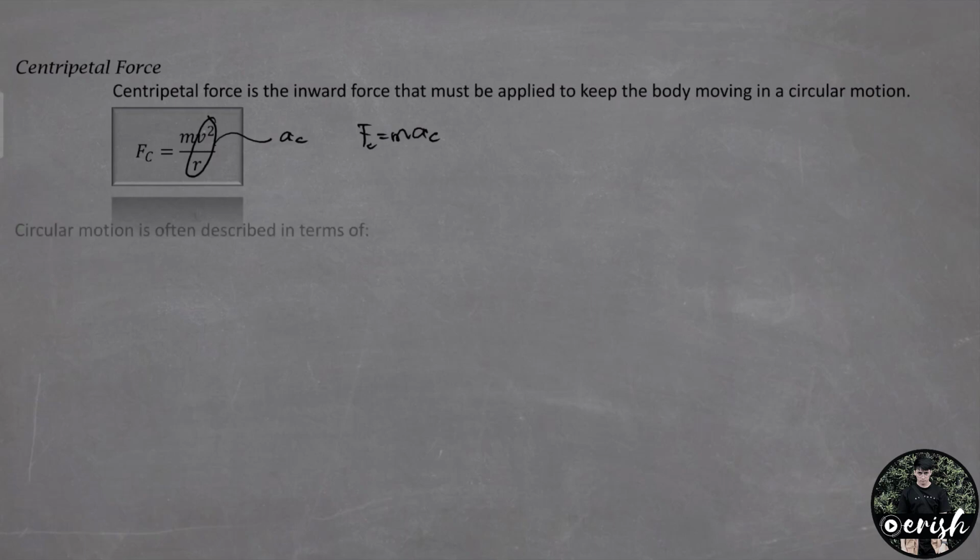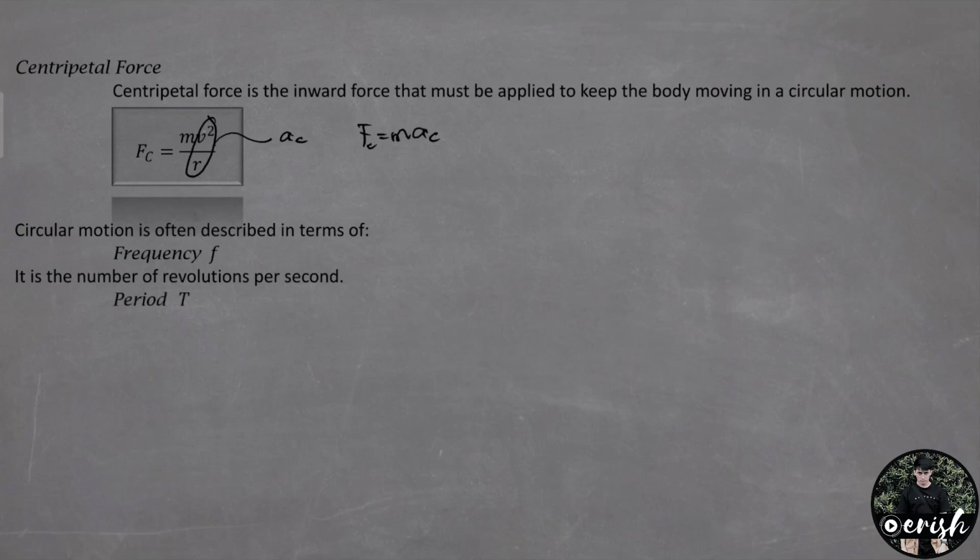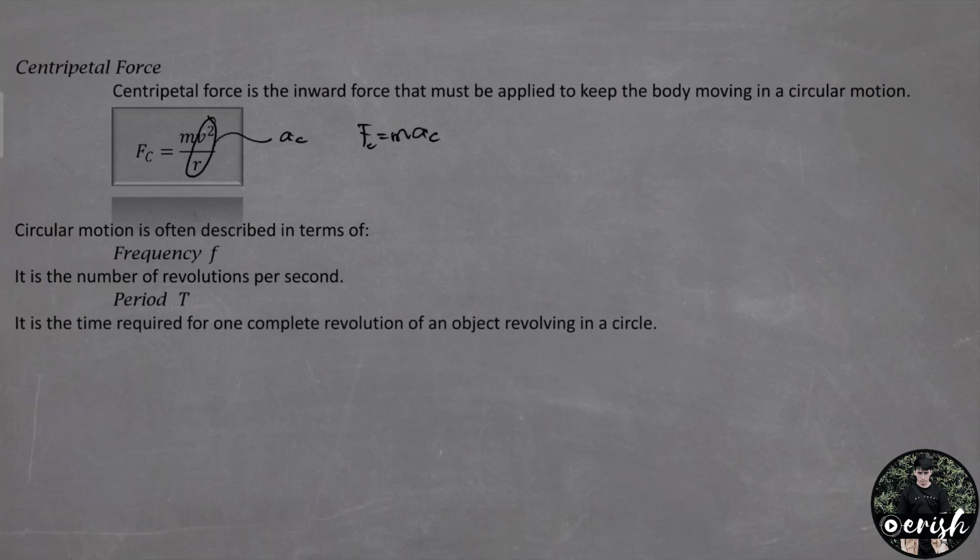Circular motion is often described in terms of frequency. So what is frequency? Frequency is the number of revolutions per second. Another quantity is the period, denoted as T. The period, or T, of an object is the time required for one complete revolution of an object revolving in a circle.